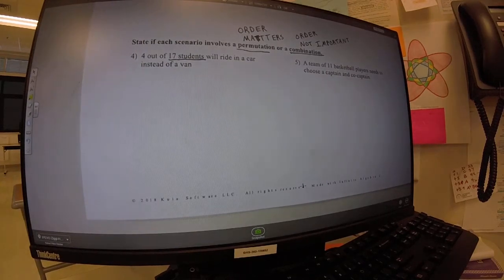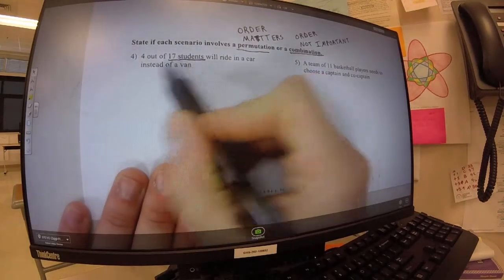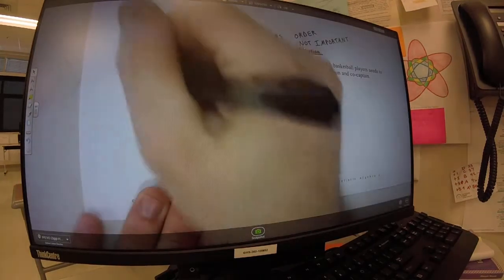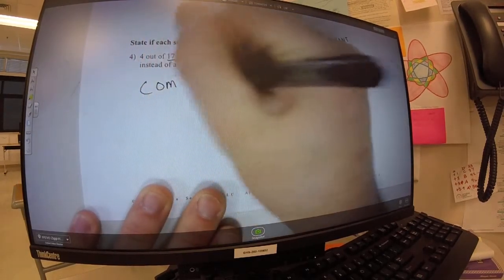No. Okay, so I'm glad you guys aren't saying that. It doesn't matter if you're sitting in the front seat, the back seats, the third row. It doesn't matter. Order's not important. Out of the 17 students, we just need to pick 4 of them to ride anywhere in the car. Therefore, this example is going to be a combination.